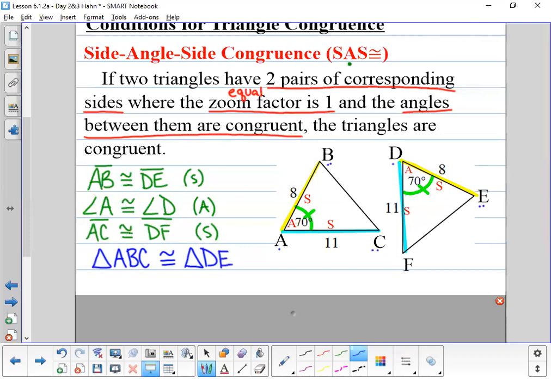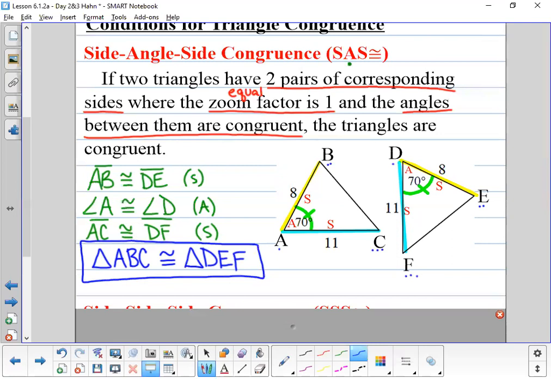And then C is at the end of 11, so it's going to correspond with F, which is at the end of 11. So that is my congruence statement. And again, the way your congruence statement is written tells you which angles pair up together, which angles are congruent to each other, and then also which sides. So this is what we call a congruence statement.